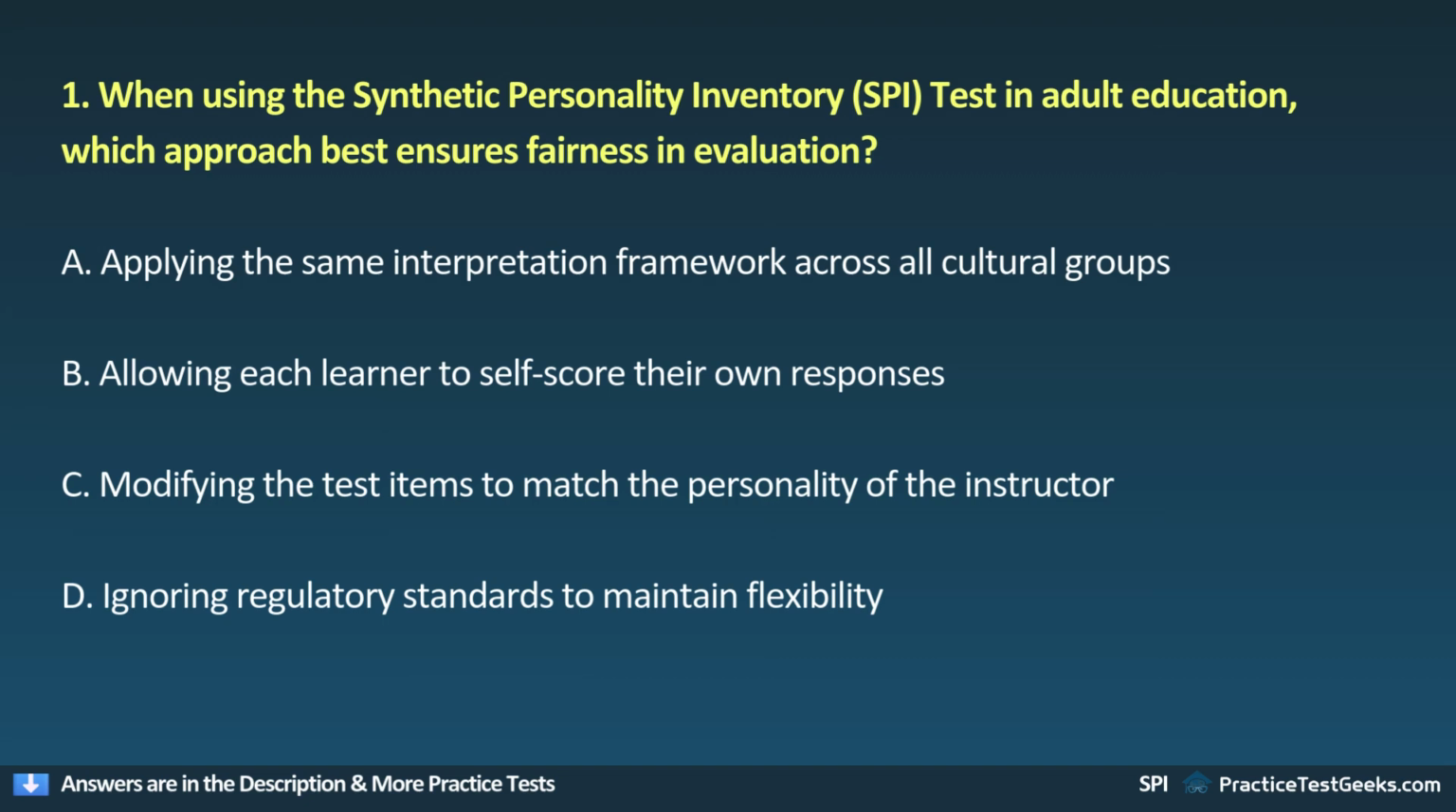1. When using the Synthetic Personality Inventory (SPI) test in adult education, which approach best ensures fairness in evaluation? A. Applying the same interpretation framework across all cultural groups. B. Allowing each learner to self-score their own responses. C. Modifying the test items to match the personality of the instructor. D. Ignoring regulatory standards to maintain flexibility.